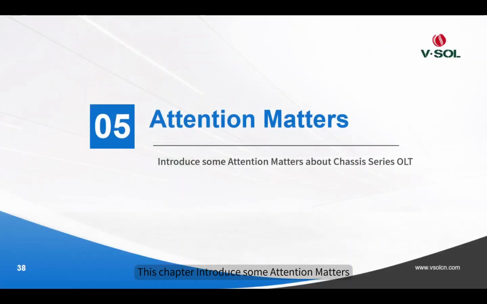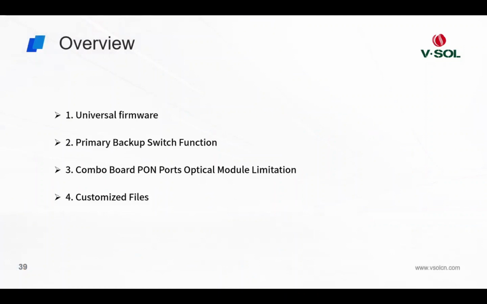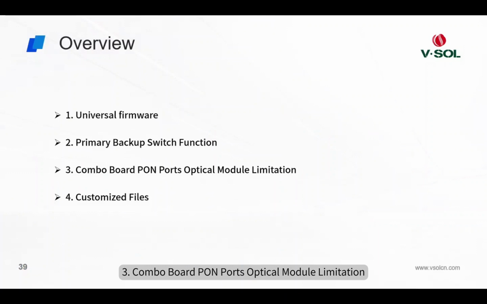This chapter introduced some attention matters about chassis series OLT. This is the table of contents information for this chapter. First, universal firmware. Second, primary backup switch function. Third, combo board PON ports optical module limitation. Fourth, customized files. After a brief understanding, let's continue.